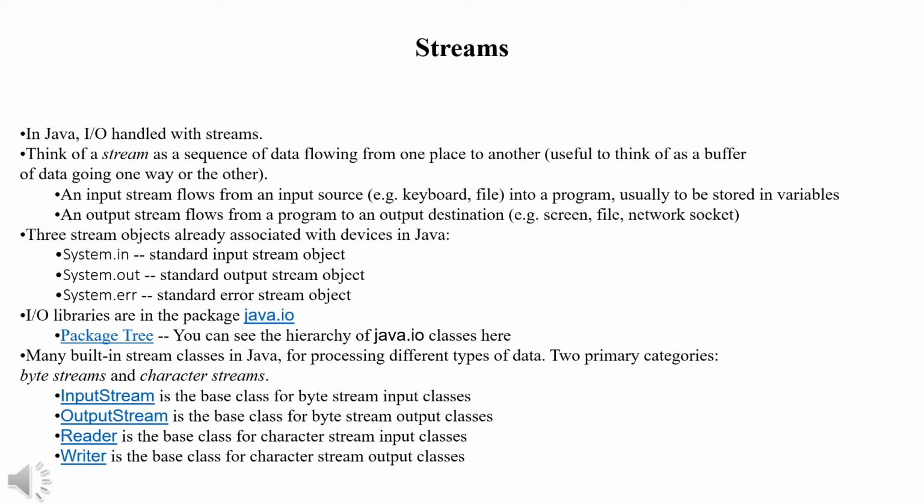We also have an output stream. An output stream flows from a program to an output destination. This output destination can be a screen, a file, or a network socket, right? So as you see, the difference between an input stream and an output stream is the difference between the source and the destination, right?